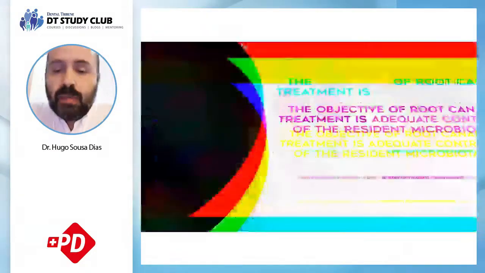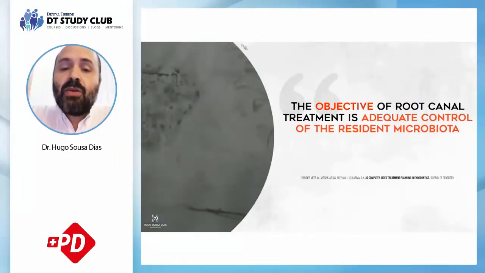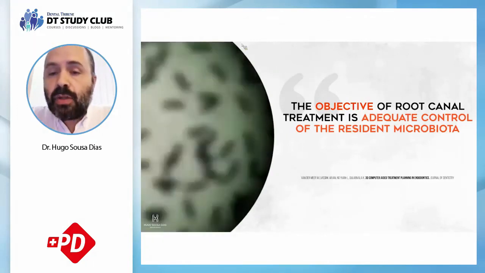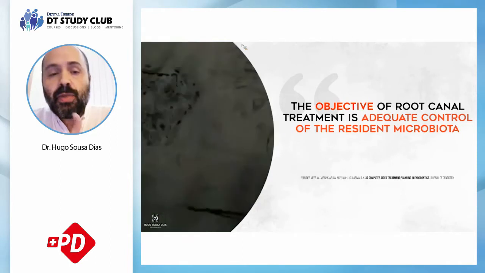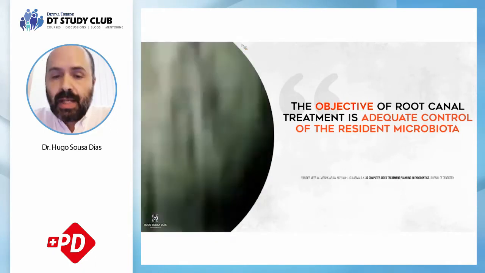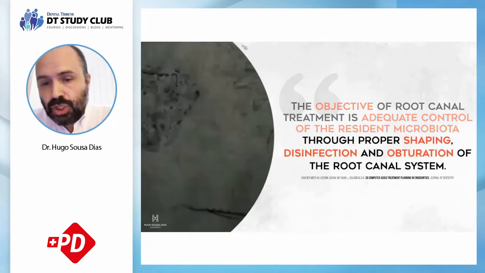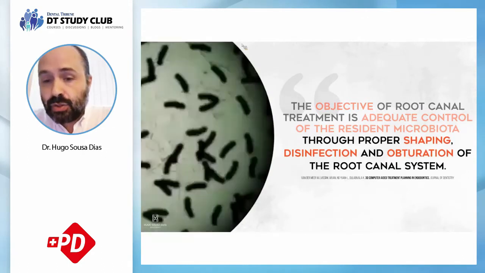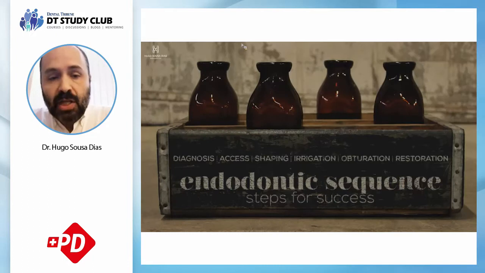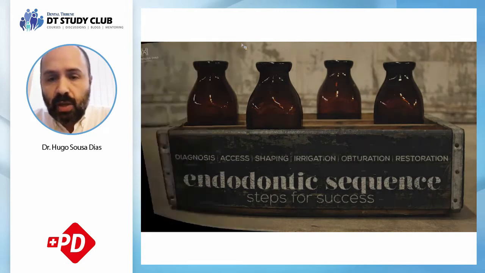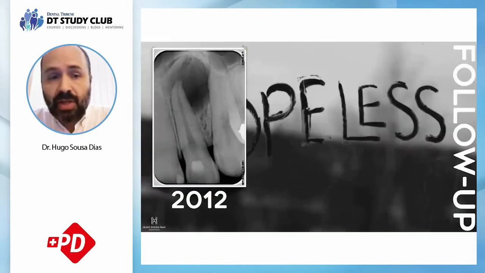I'm going to begin my lecture by explaining a little bit about endodontic treatment. The main goal of endodontic treatment is to provide adequate control of bacteria inside the root canal system. We need to do shaping, disinfection, and obturation procedures to achieve this goal. We have a sequence of steps from diagnosis to restoration, and if you follow all the steps meticulously, we can achieve a very high success rate.